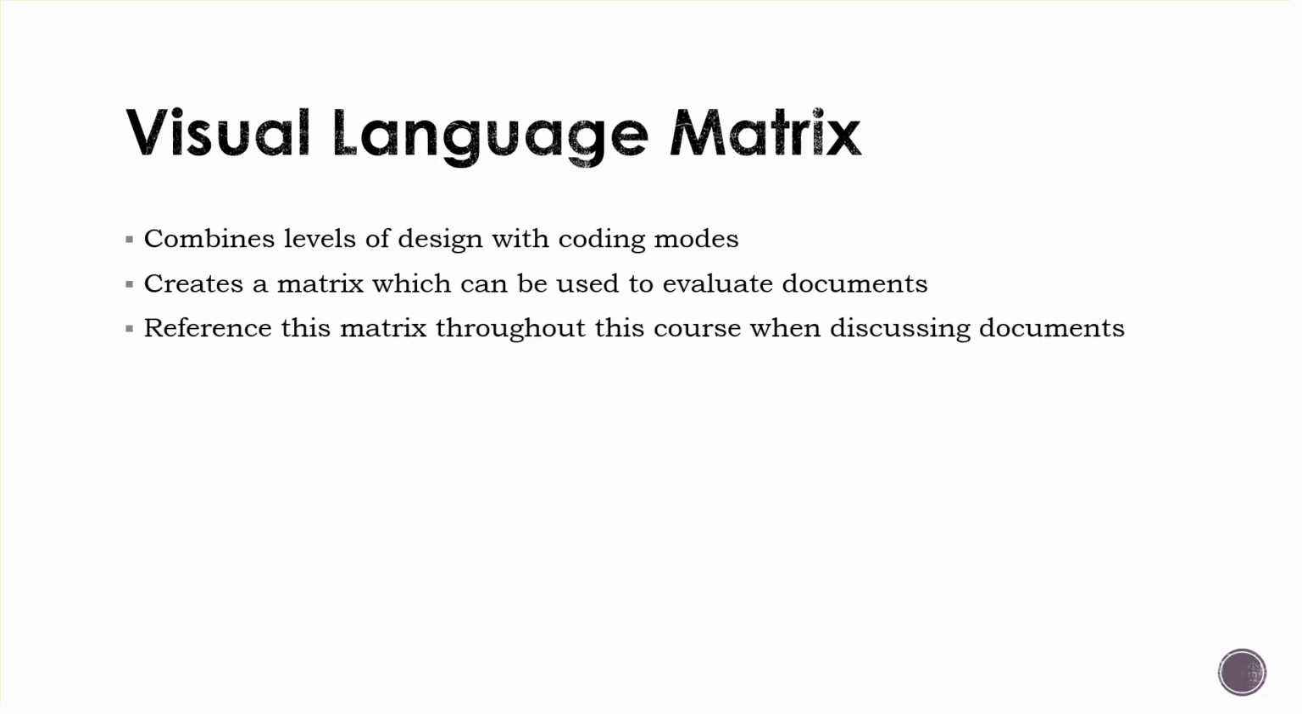So now that we have these 4 levels of design and we have our 3 coding modes, Kosnick puts together what he calls a visual language matrix, and that can be used in document analysis. So each of the 4 levels can occur in these 3 coding modes.